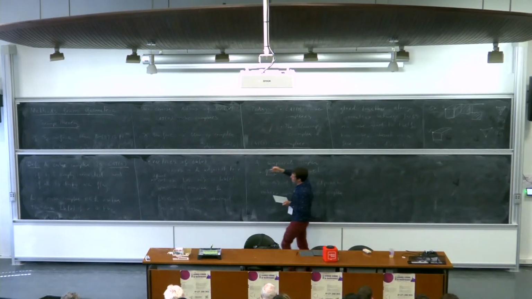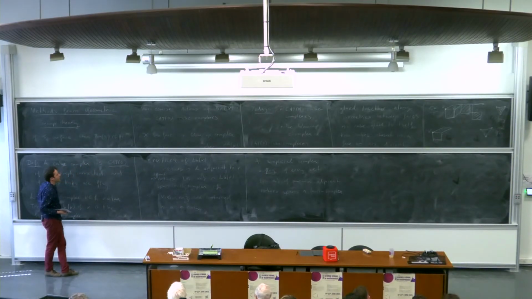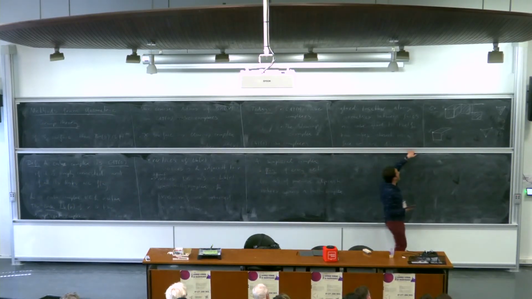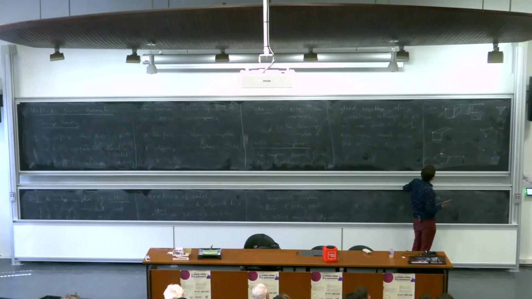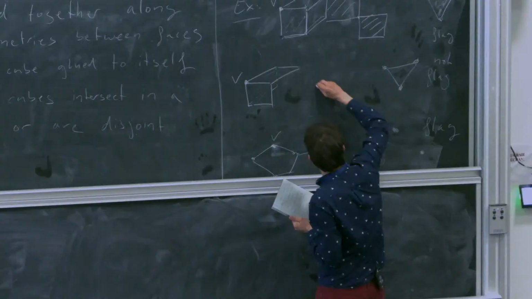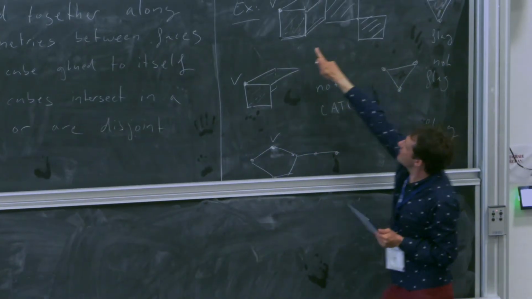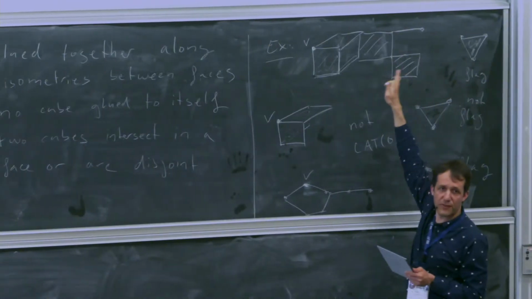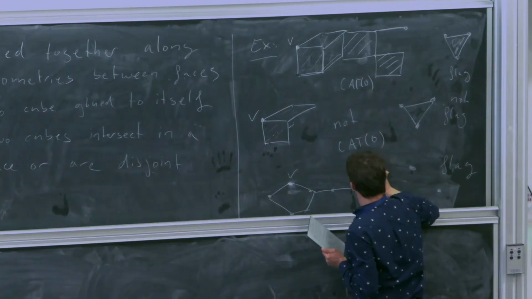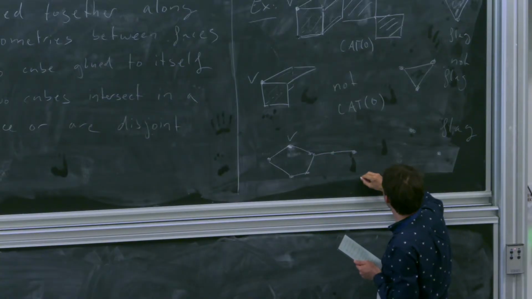Now we see the condition for being CAT(0): it has to be simply connected, and all the links have to be flag. So if we look at these three cube complexes, this one is definitely not CAT(0) because it has a link that is not flag. This one, this link is flag, and you can check that all the other ones are also flag. So this one is CAT(0). And this here again is not CAT(0), because all the links are flag, but it's not simply connected.